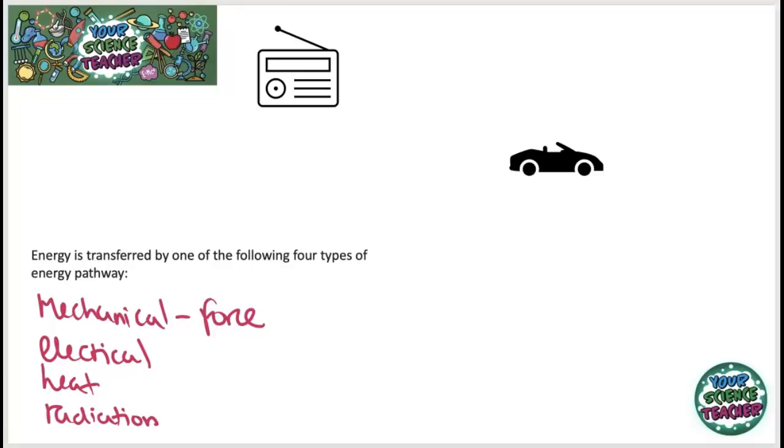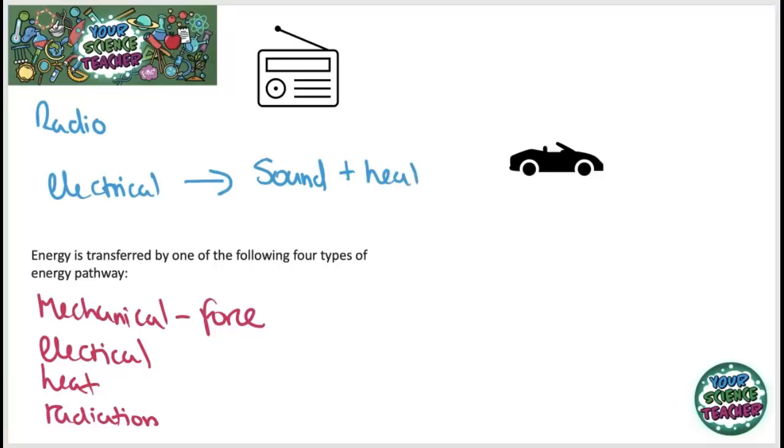Let's have a look at 2 different examples and the energy transfers that take place. For example, here we've got a radio. Now, in a radio, we are converting electrical energy into our useful energy, which is sound. However, with a radio, you will get some wasted energy as well, which is usually in the form of heat. Most electrical appliances give out heat, and this is called our wasted energy, as it's not what we want coming from our appliance.